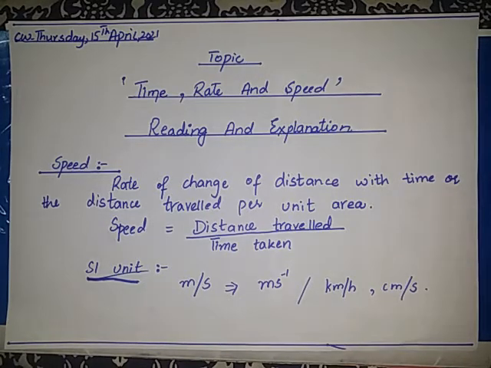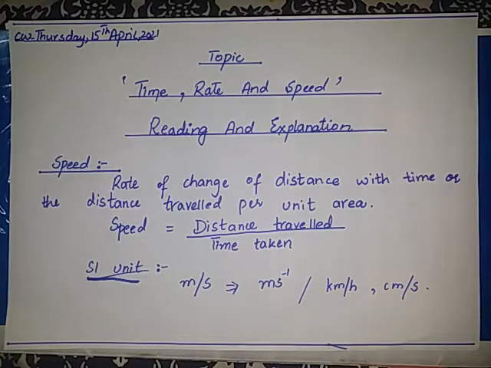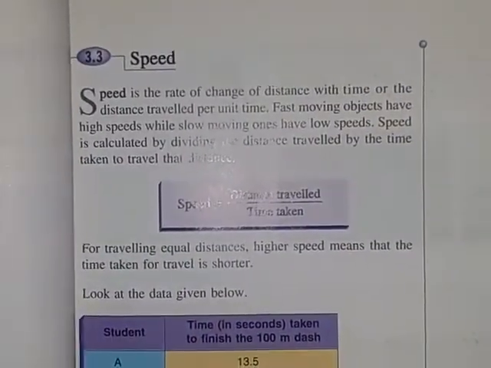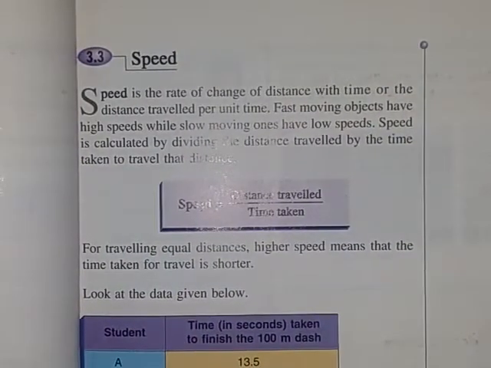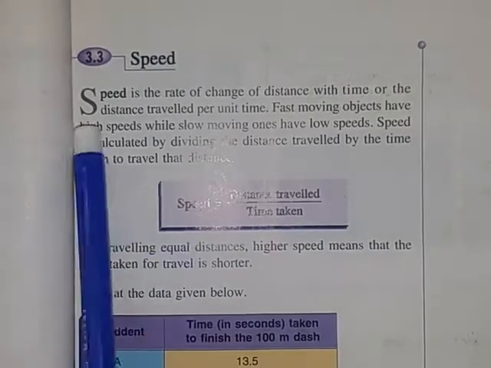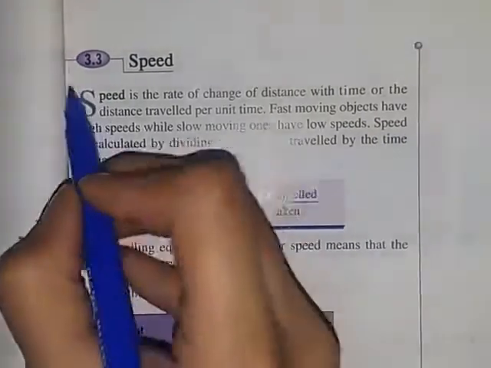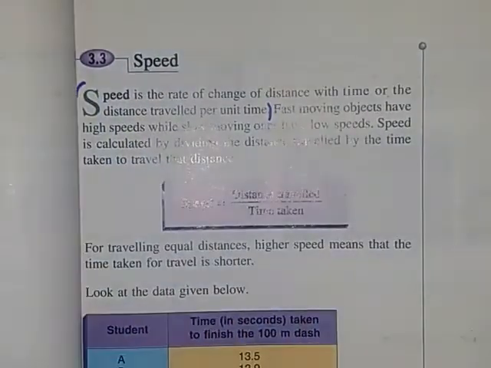Students, now open your books. Lower Secondary Science 1, this is for grade 6, page number 39. Here is a topic, that is speed. What is speed? Speed is the rate of change of distance with time or the distance traveled per unit time. This is the definition of speed. Mark this line and learn this.